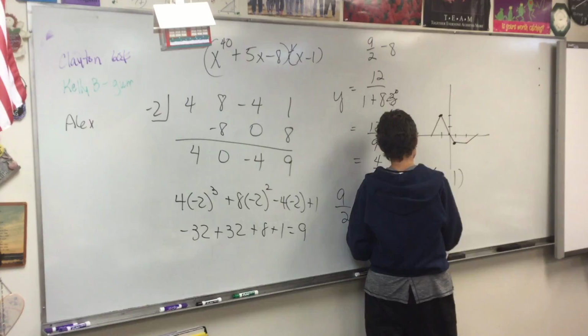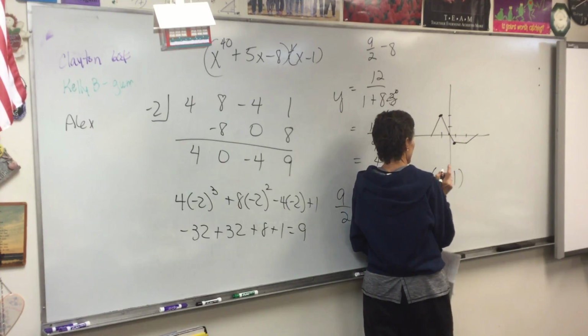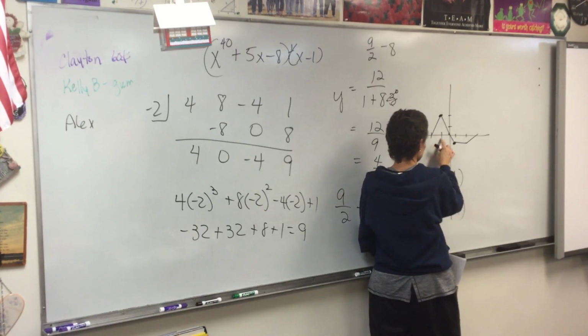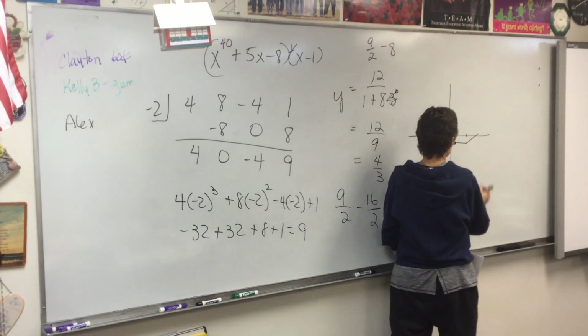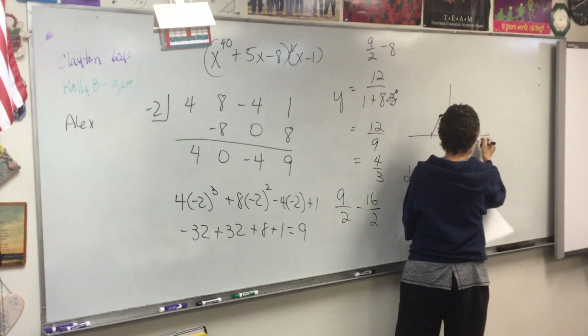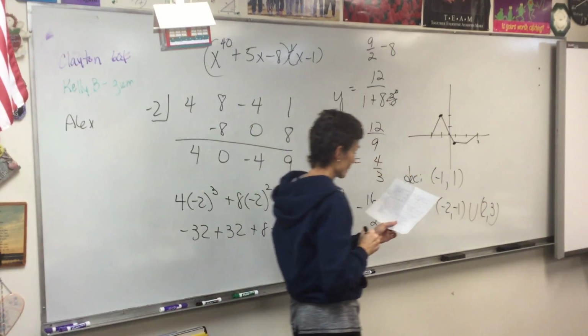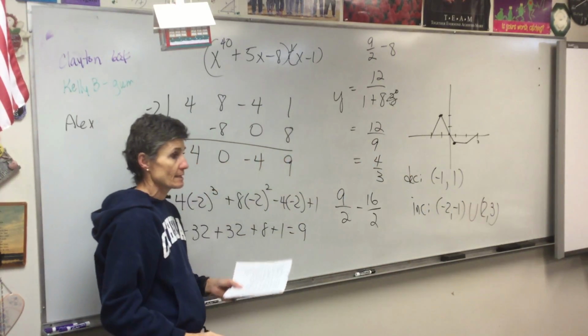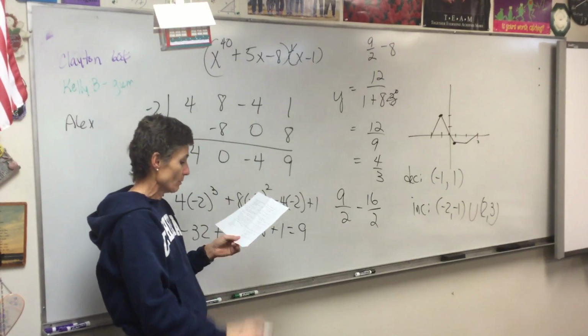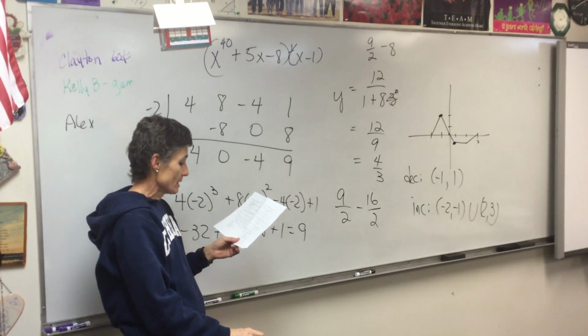If it had asked for increasing, there are 2 of them. It would be from here to here, I'm increasing, right? So -2 to -1. Or from 2 to 3. Is that 3? That's where I'm increasing. Decreasing means going down, increasing means going up. That's it. It's that simple.